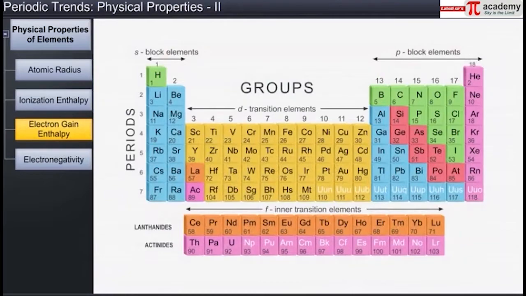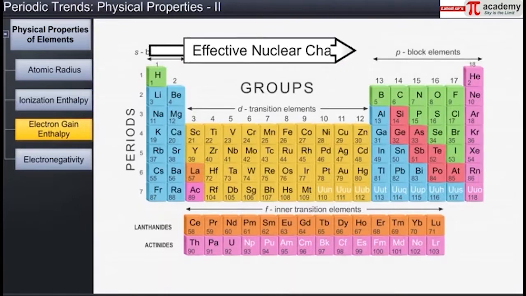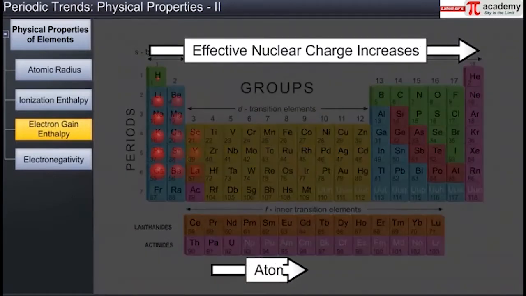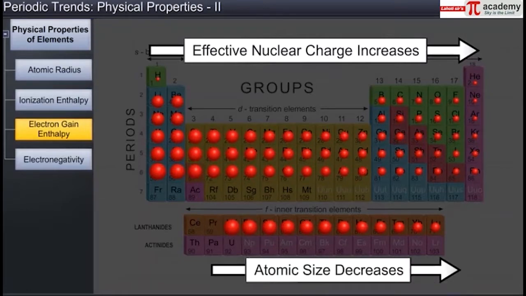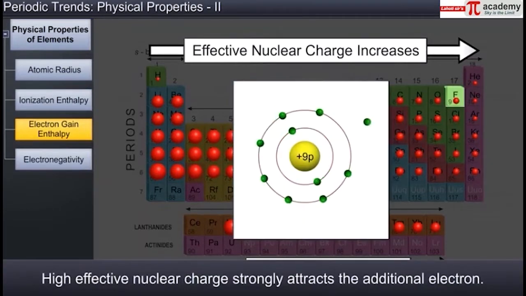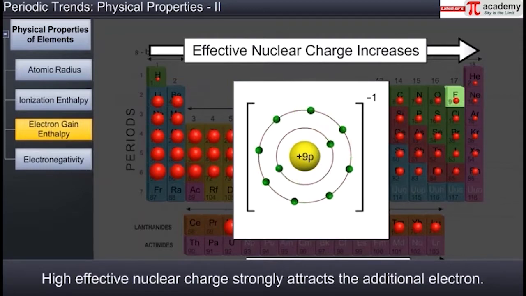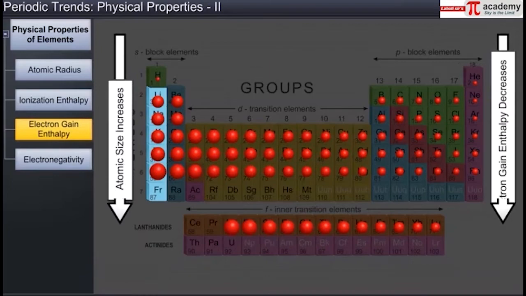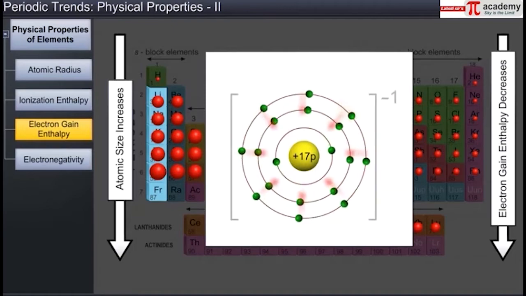This is because, as we move from left to right across a period, the effective nuclear charge increases and the atomic size decreases. The addition of a new electron would be easier for a smaller atom because the added electron would be closer to the positively charged nucleus. The electron gain enthalpy decreases down a group because of increase in the size of the atom, and also the added electron would be further away from the nucleus.